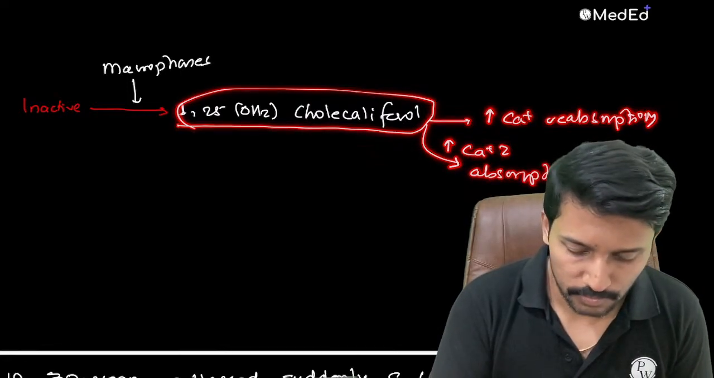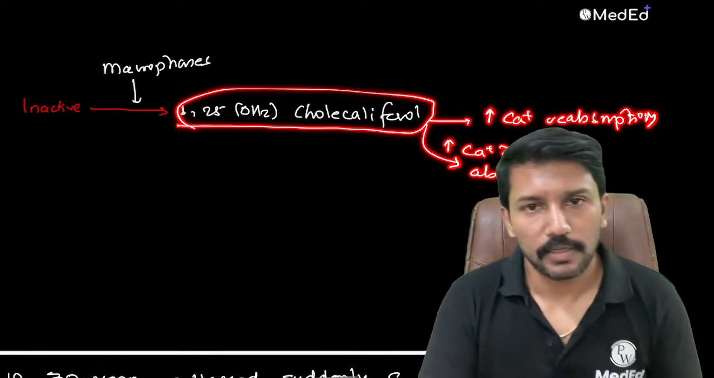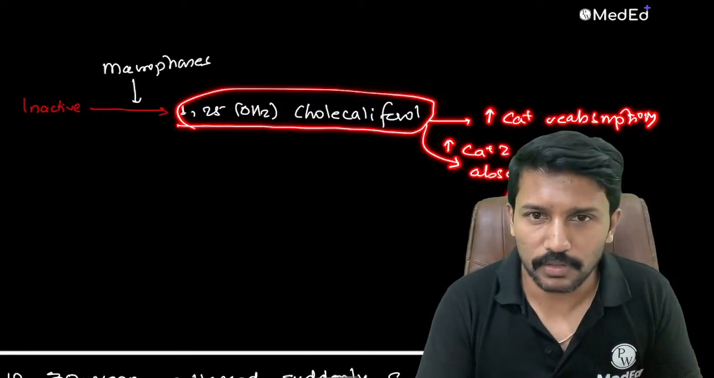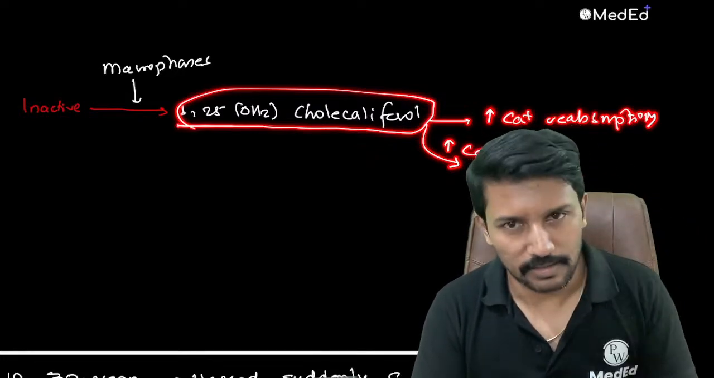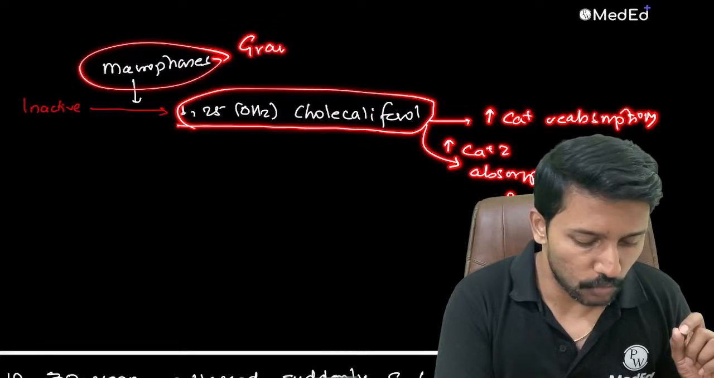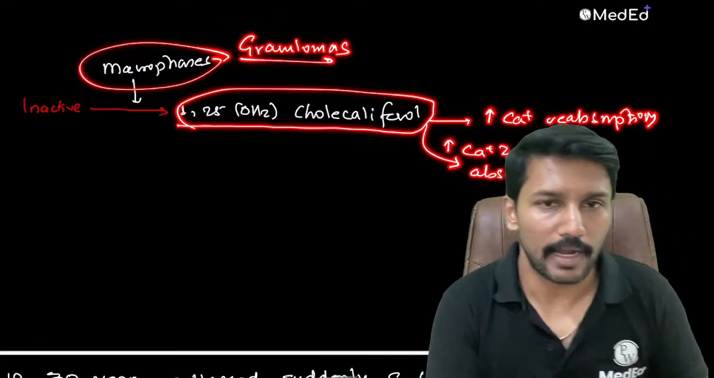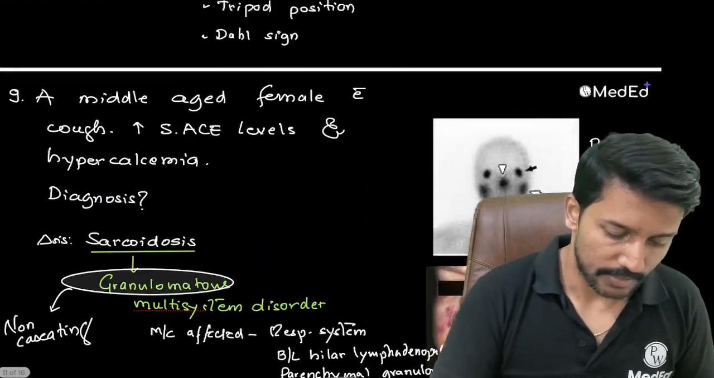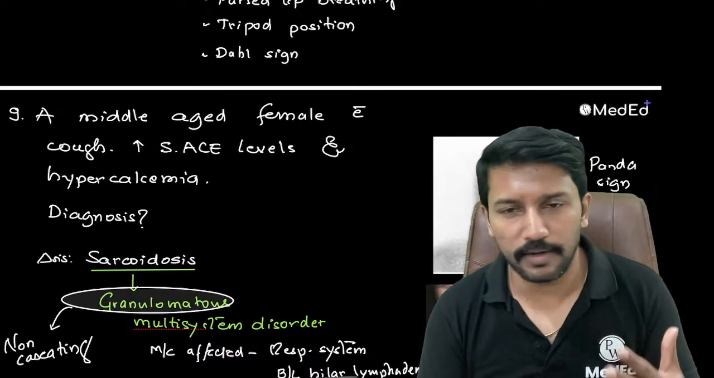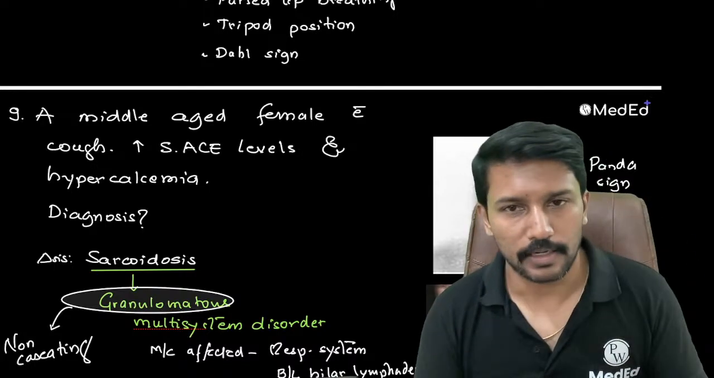So because of this increased calcium absorption from your GIT and from the kidneys, your calcium levels are increasing. Why is this happening? Because the macrophages which are forming the granulomas are stimulating conversion of inactive vitamin D to the active form of vitamin D. That is why we have hypercalcemia. So just remember, any question which says some respiratory complaints, elevated ACE levels and hypercalcemia, think of sarcoidosis.